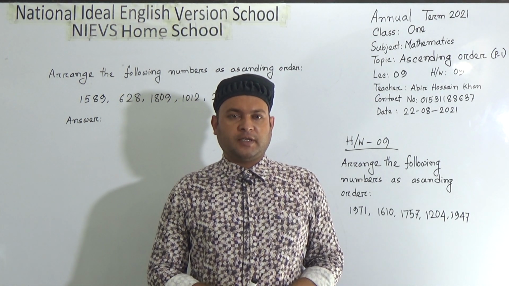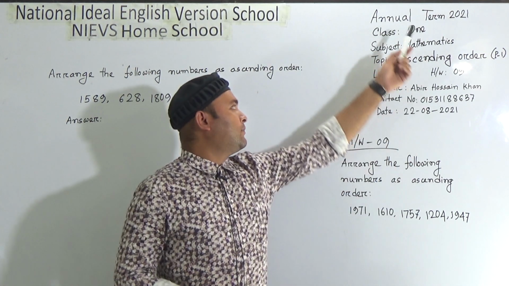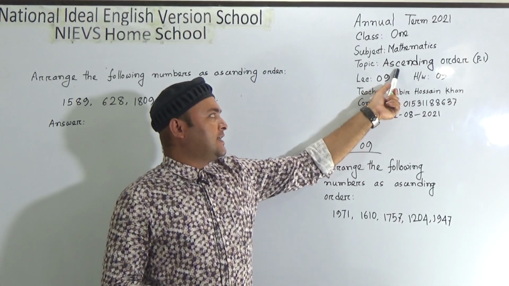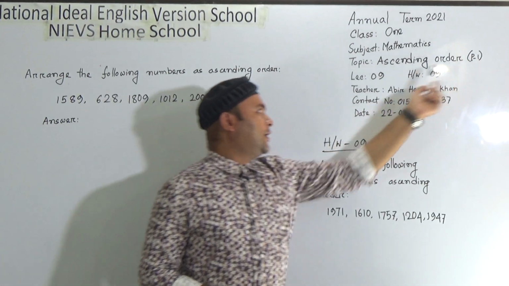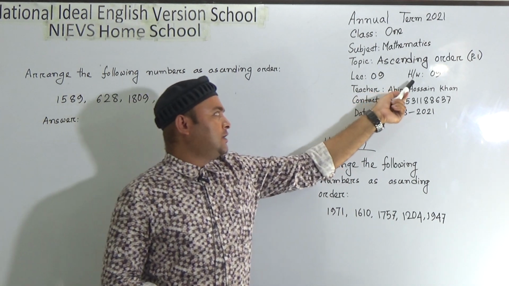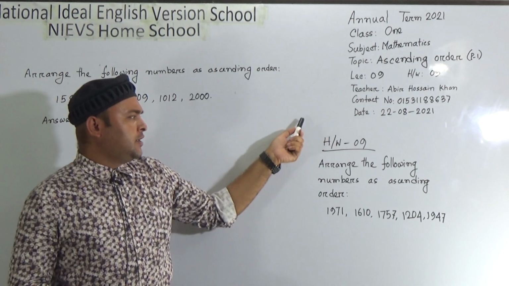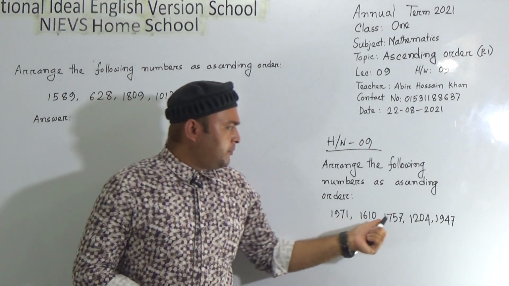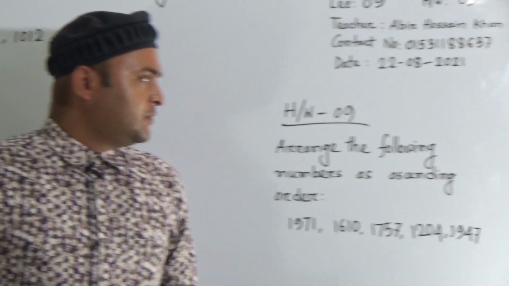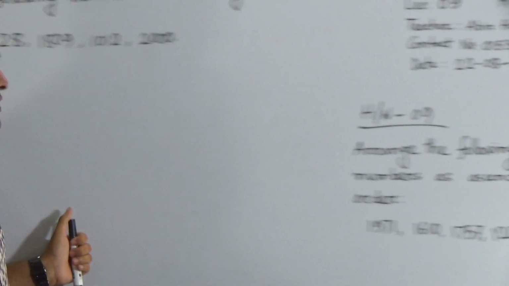Today I am going to take mathematics class 4, class 1. And our today's topic is ascending order part 1, and our today's lecture 9 and HW number 9. You have to submit your HW on campus at next Saturday. Now let's start our class.